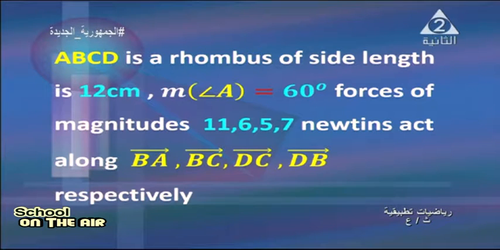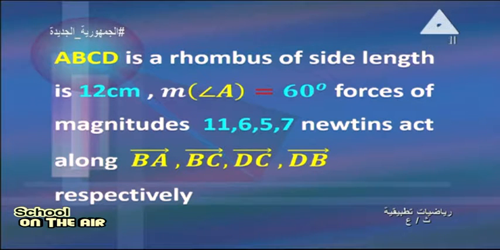Now we translate to another example. ABCD is a rhombus. We know that a rhombus is a quadrilateral in which all sides are equal in length. Each two opposite angles are equal in measure. A rhombus is a special case of a parallelogram. The sum of two consecutive angles equals 180. The two diagonals in a rhombus are perpendicular, not equal.